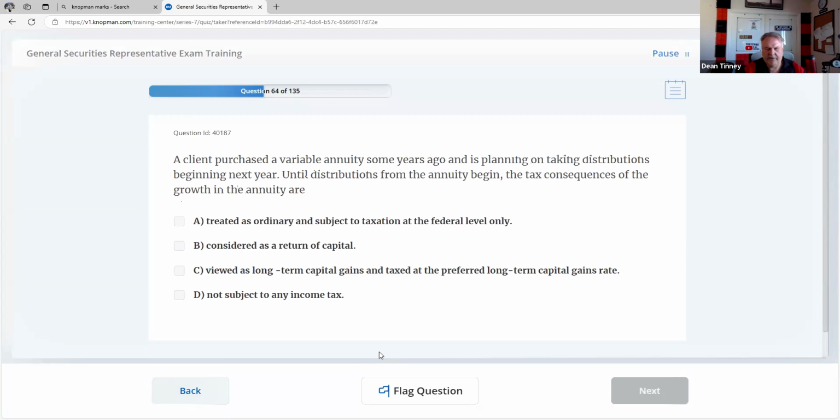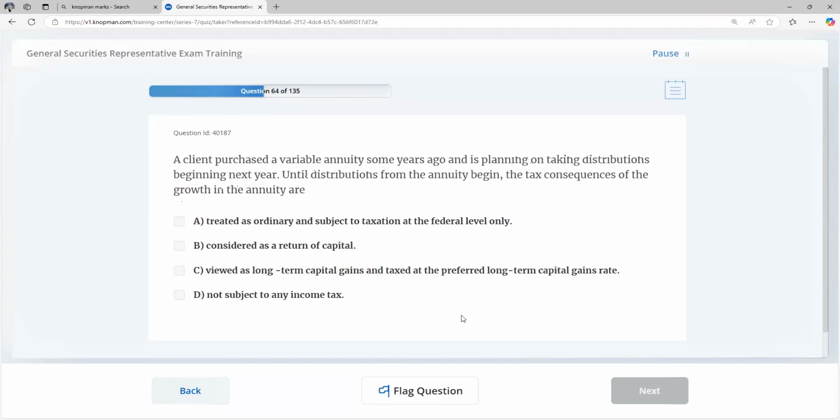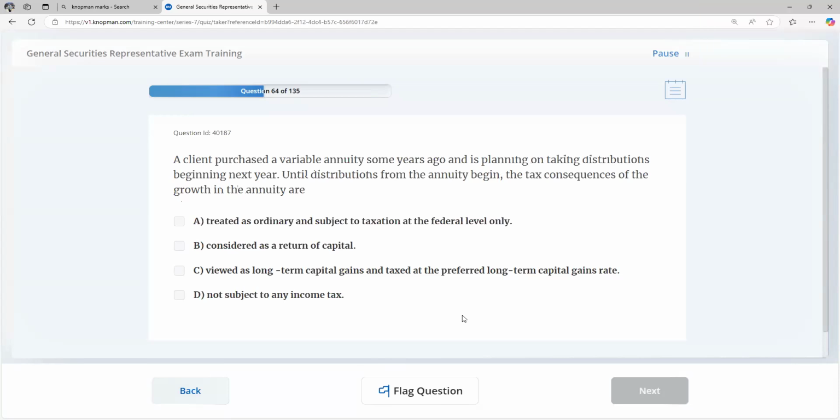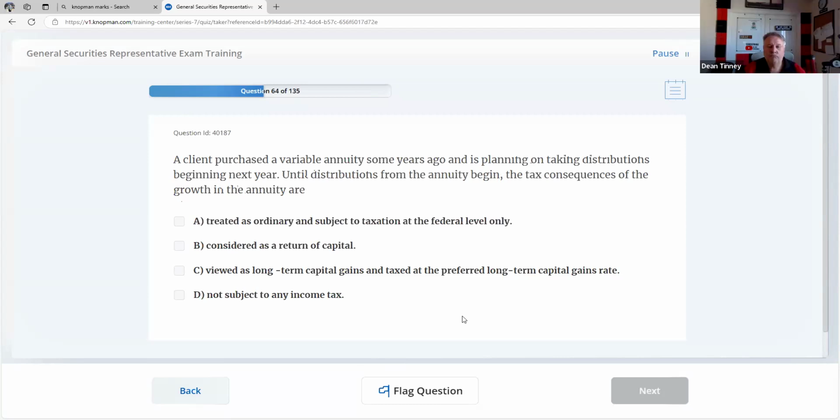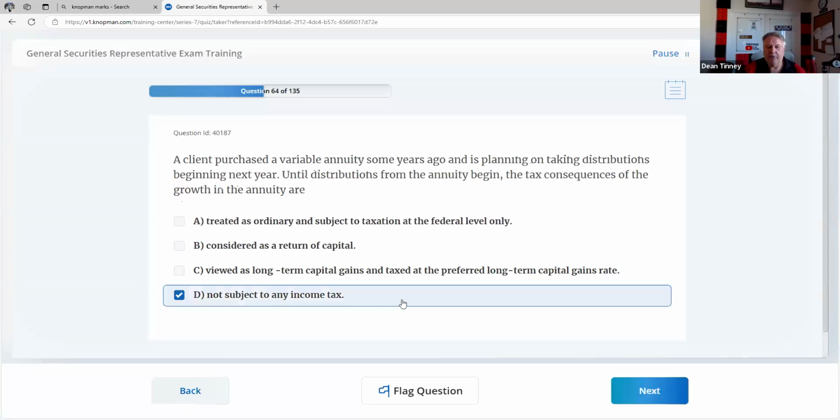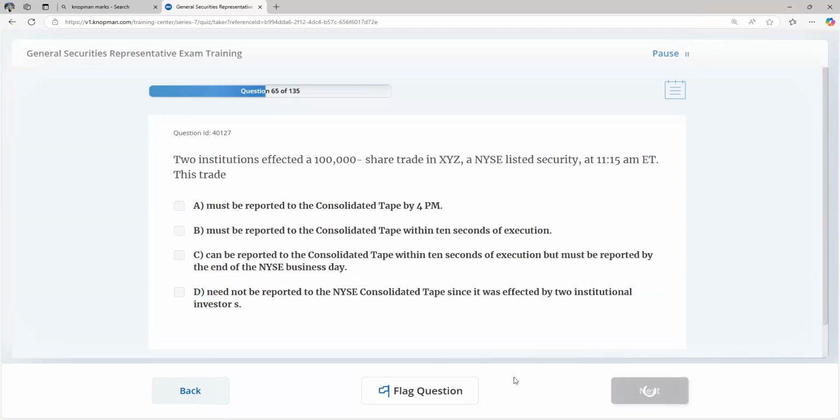A client purchased a variable annuity some years ago and is planning on taking distributions beginning next year. Until distributions from the annuity begin, the tax consequences of the growth of the annuity are... She's planning on taking distributions next year, but until they begin, isn't the growth in the annuity ordinary income, or is it not subject to tax? It's going to be ordinary when she takes it, I think. Yeah, okay, that's what I thought. Yeah, it's growing tax deferred.